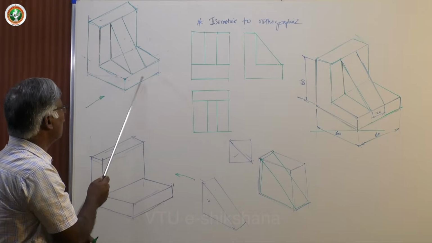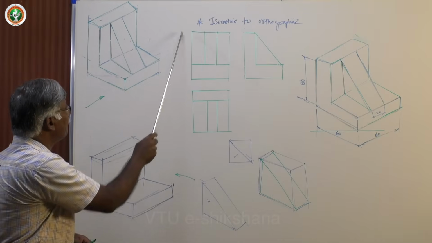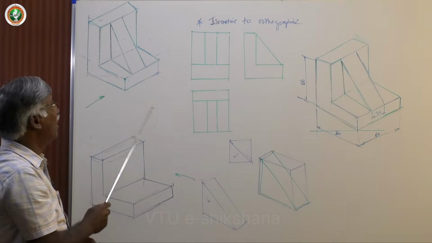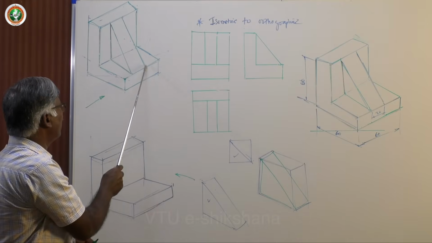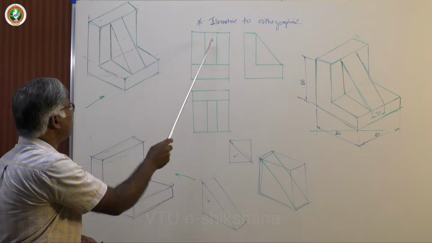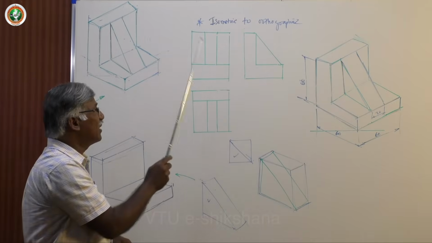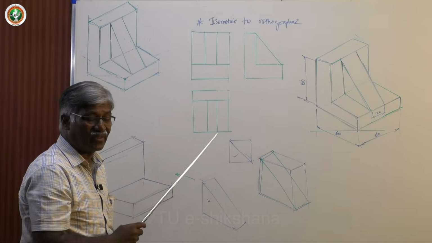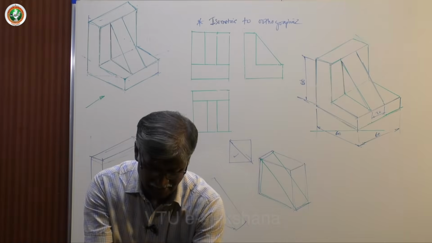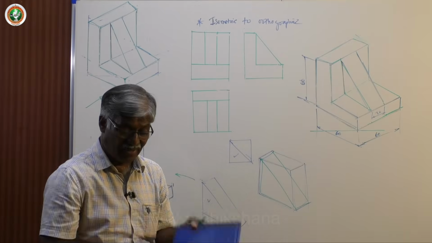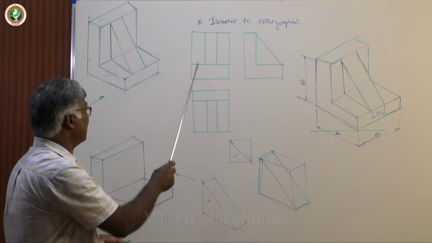The front view is a rectangle, 60 by 60 say, and this is 20, 20, 20, and this slope is represented by a rectangle. This is actually the apparent shape. Suppose that I have an inclined surface like this. Now if you look from the front, you will get the apparent shape. That apparent shape is represented here.